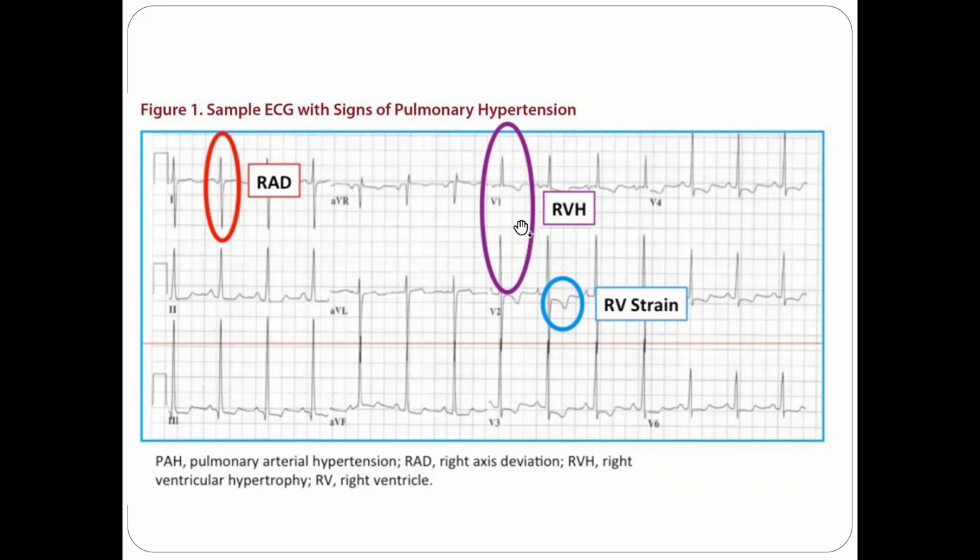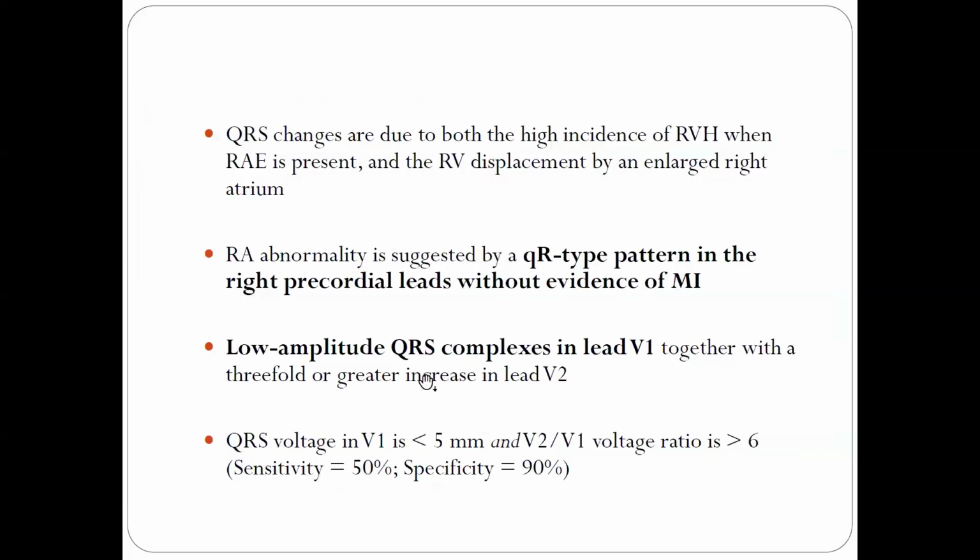And because of right atrial enlargement, the right ventricle is shifted downwards towards the left side. So in V1, generally the QRS amplitude is found to be very much less when compared to lead V2. You can see here in lead V2 the QRS amplitude is this high. This is the R wave and this is the S wave. So QRS is very much higher in lead V2 as compared to V1. And the ratio of V2 by V1 QRS voltage, if it is more than 6, has a sensitivity of 50% and specificity of 90% to diagnose right atrial enlargement as well as right ventricular hypertrophy.